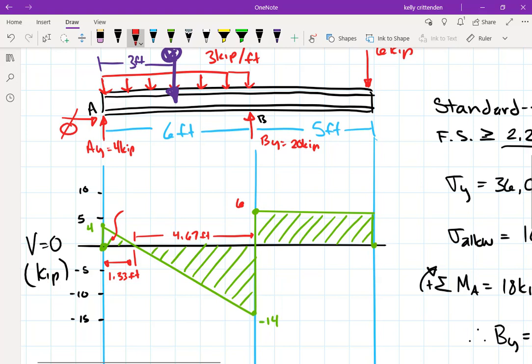4 times 1.33 divided by 2, so 2.66. The units on that would be kip feet, which makes sense for bending moment. This one is 4.67 times its height of -14, so times 14, and it's a triangle, so we need to divide by 2. So it has an area of -32.69. This one has a height of 6, a base of 5, so it has 30. All right.